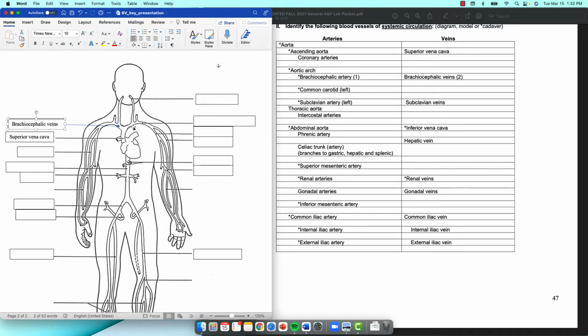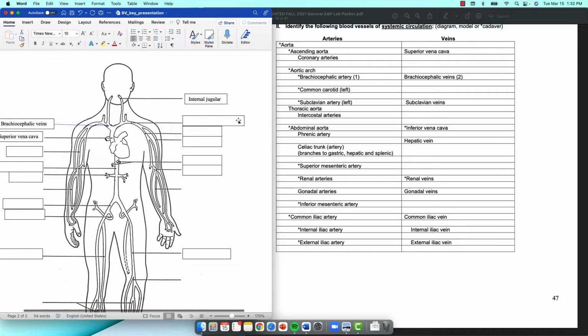So our brachiocephalic here branches into our jugular. We're going to call it the internal jugular. Internal jugular. And our subclavian. So I'll say left here because it's on the left side, but you will only be responsible for understanding that it's subclavian, left subclavian vein. And then we branch even further from our subclavian into our axillary vein and our cephalic vein.